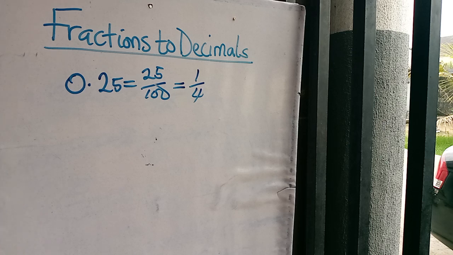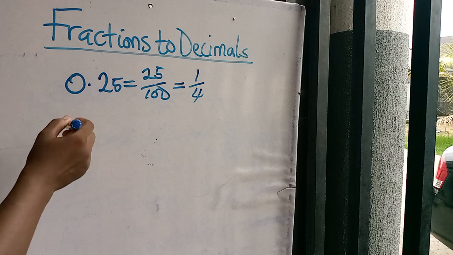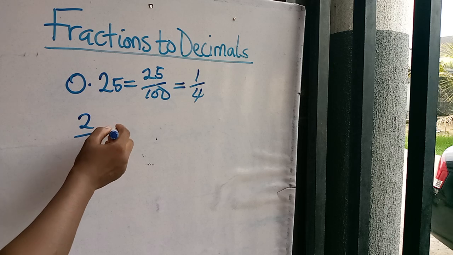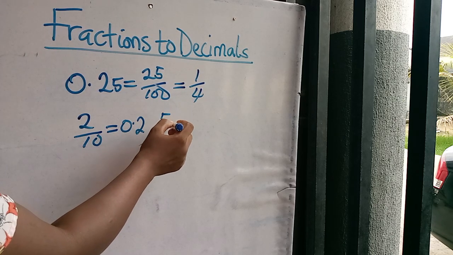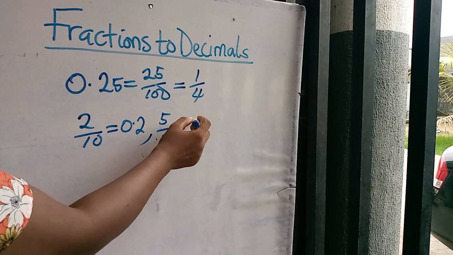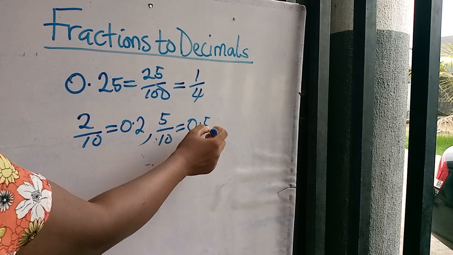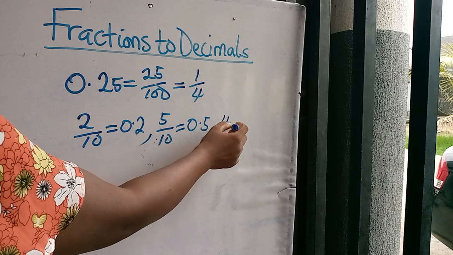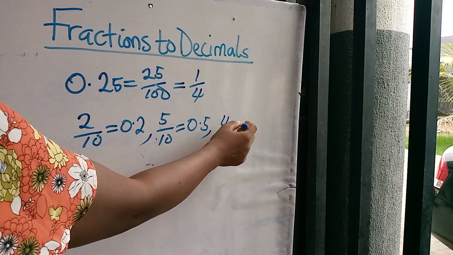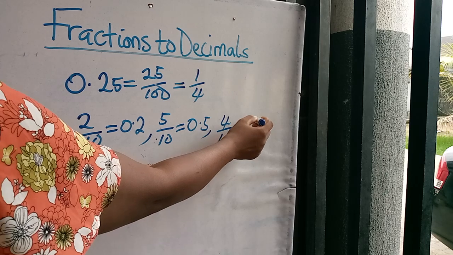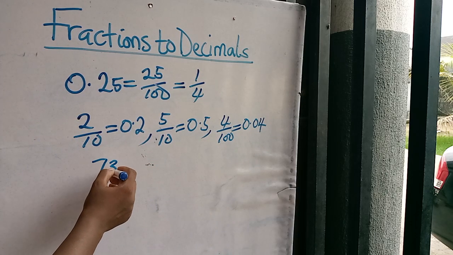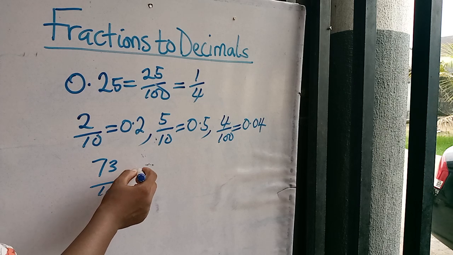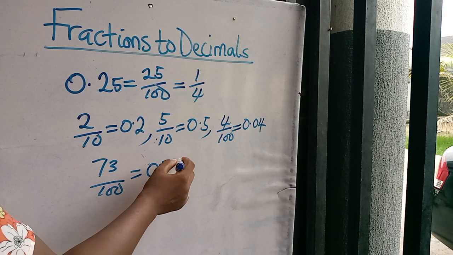You probably know some decimal fraction equivalents like this. 2 over 10 gives us 0.2. 5 over 10 gives us 0.5. Then 4 over 100 gives us 0.04. And of course, 73 over 100 gives us 0.73.